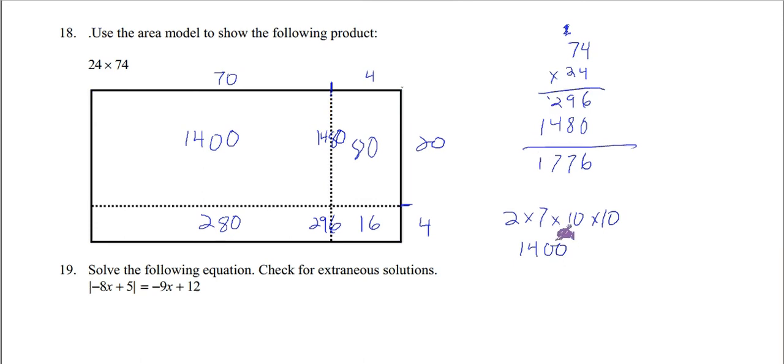We're only up to 1,000. So 1,776. If I were to add all these four together, that'd be 1,776. Add these two together, that'd be 1,776. Okay, so that is a great way to explain multiplication.